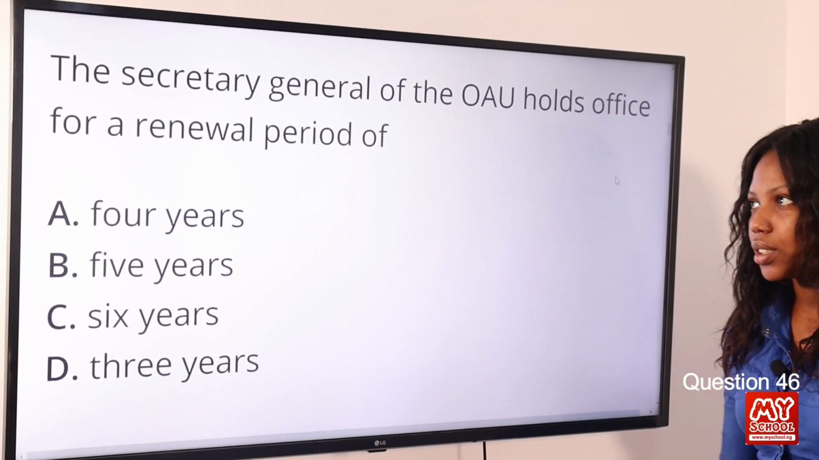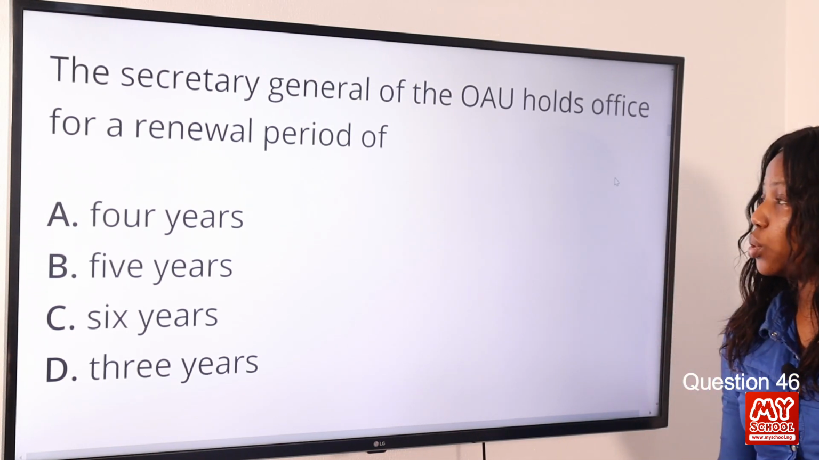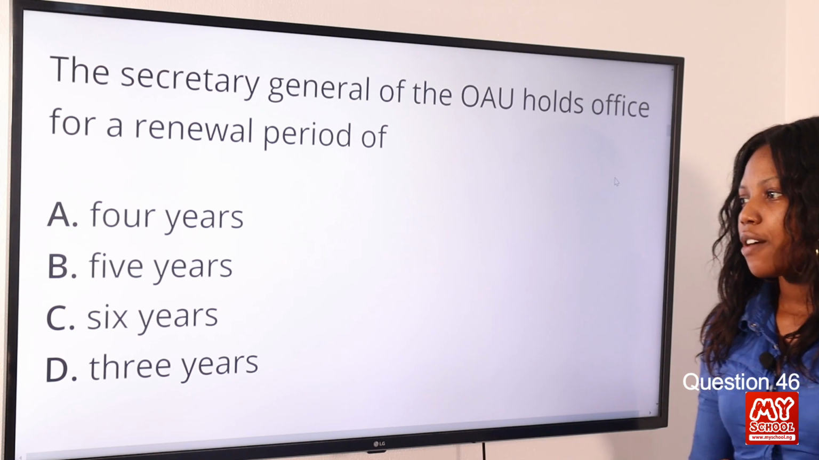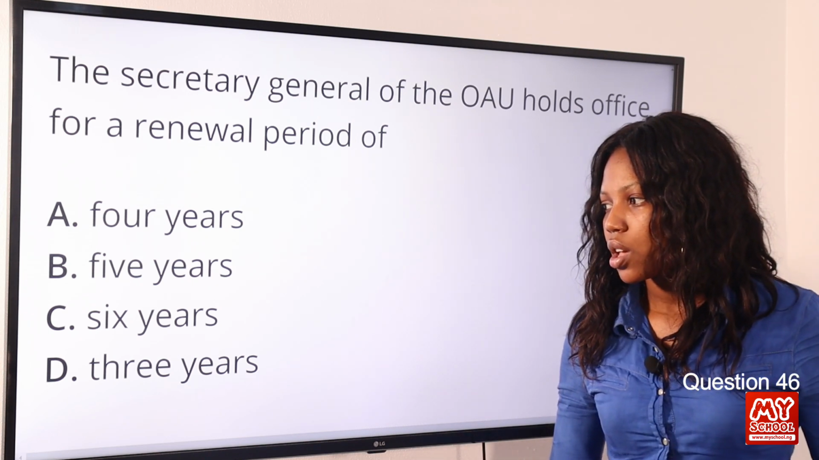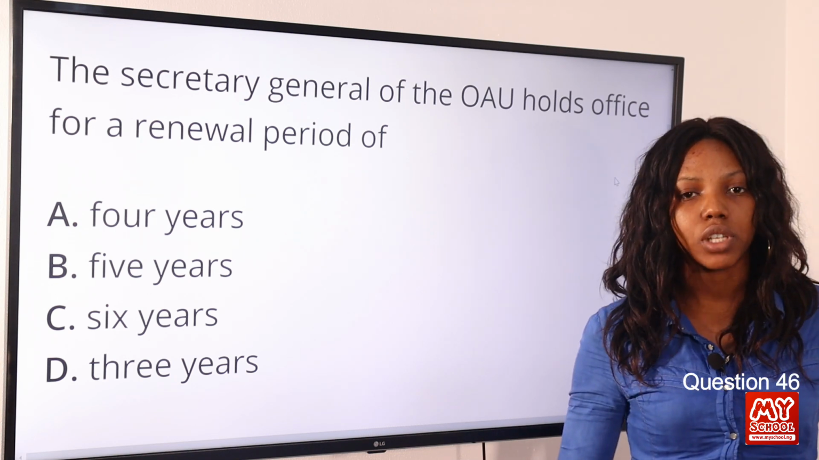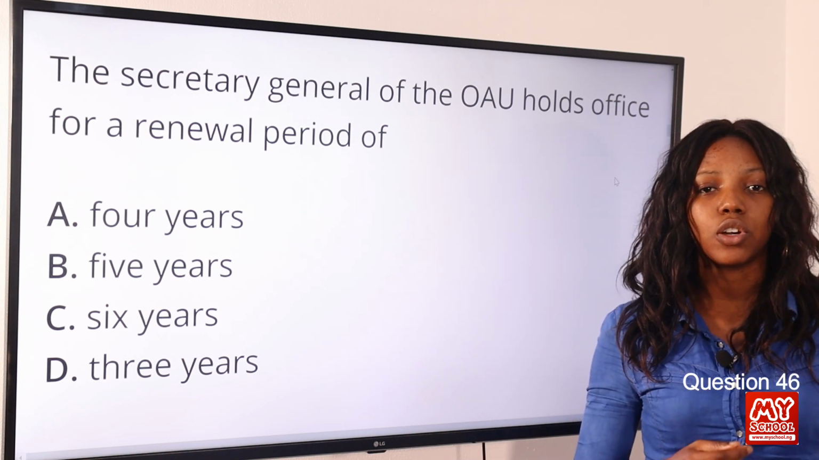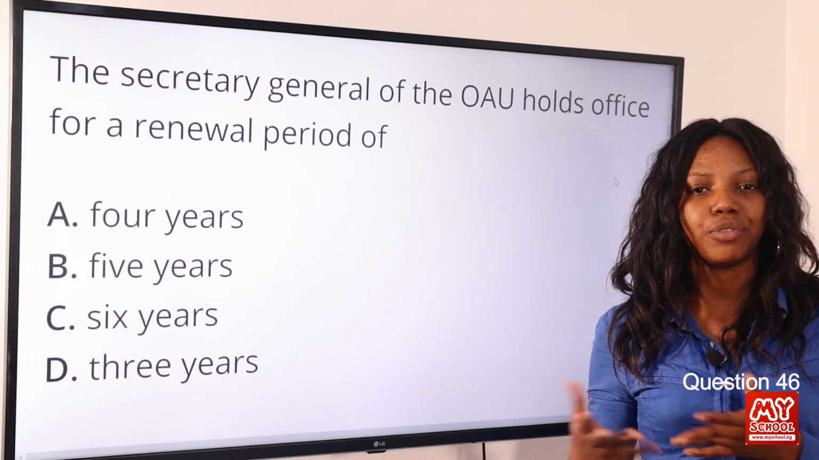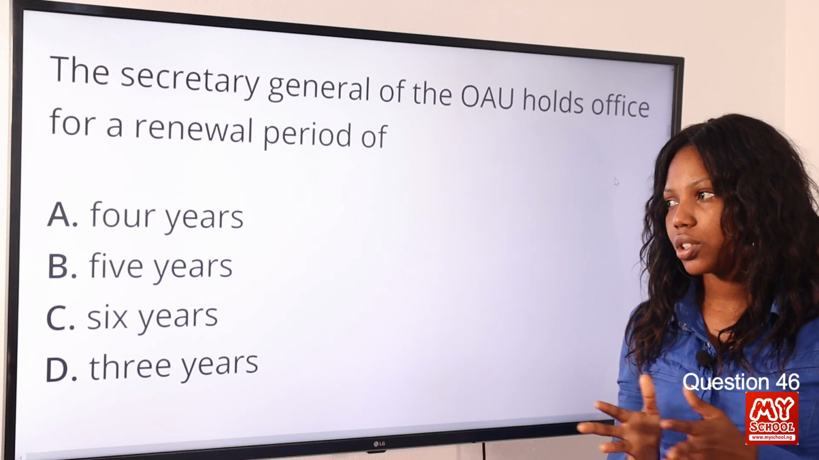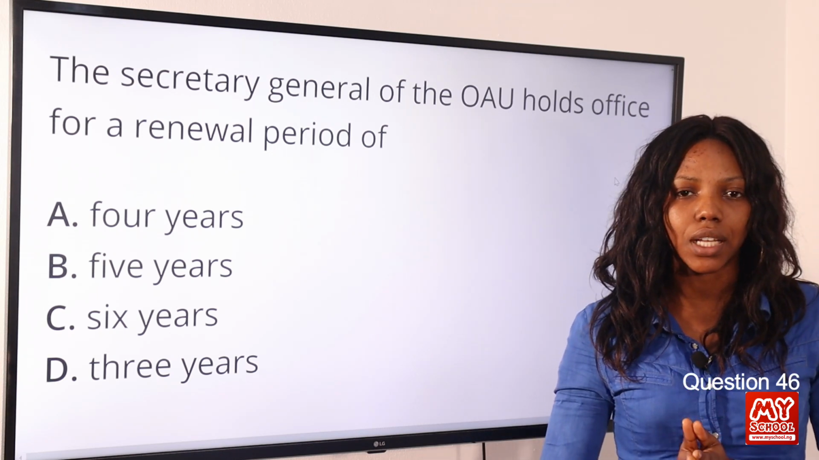Question 46. The Secretary General of the OAU holds office for a renewable period of option A, 4 years, option B, 5 years, option C, 6 years, option D, 3 years. The answer to this question is option A, 4 years. The Secretary General stays in office for a period of 4 years but can be reappointed for another term. So therefore option A is the correct answer to this question.